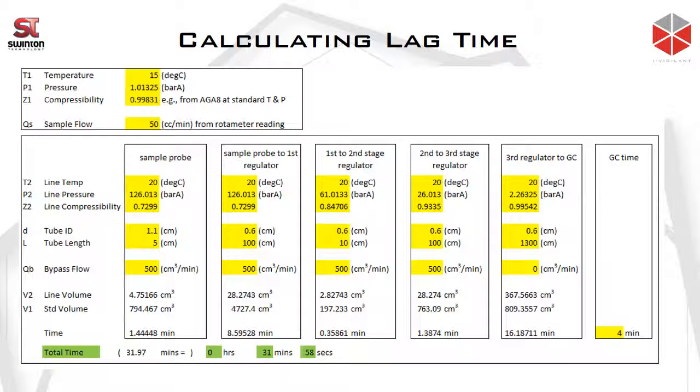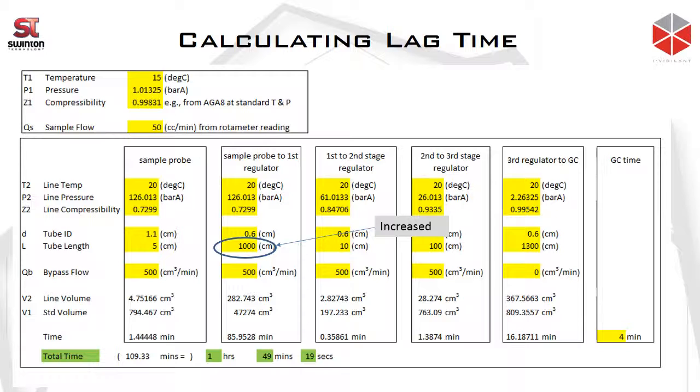So I just want to go back to the example that I gave. In this case, the total lag time is 31 minutes, 58 seconds. If we were to increase the tube length on the second stage, so from the sample probe to the first regulator, if that tubing is a lot longer, say 1,000 centimeters, then the total time is increased significantly. This has a higher impact at this stage where the pressure is high.